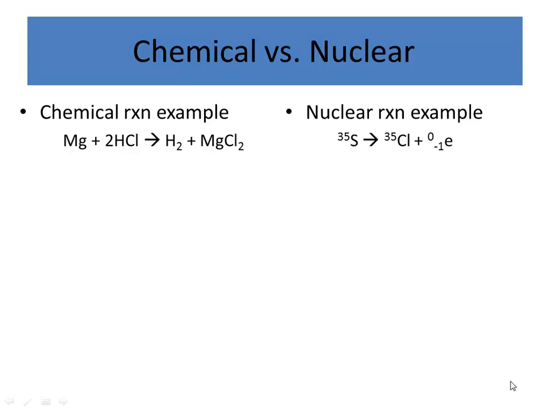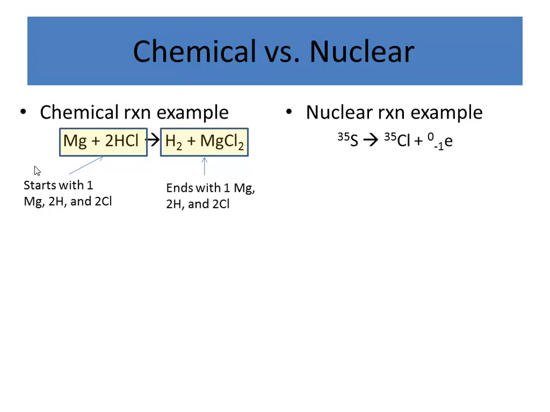So here's an example of a chemical reaction. And here's an example of a nuclear reaction. Notice in this chemical reaction, we start with one magnesium atom, two hydrogen atoms, and two Cl atoms. And we end with the same thing. They're just grouped differently. So kind of think about those as the Legos. You're starting off with a magnesium Lego and two HCl Legos, and you end up with a hydrogen Lego and a magnesium chloride Lego.